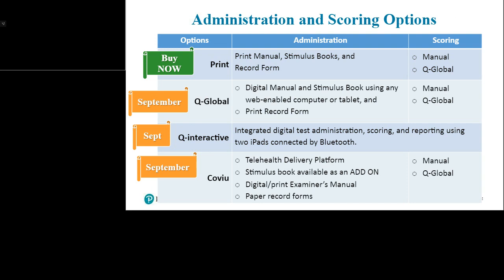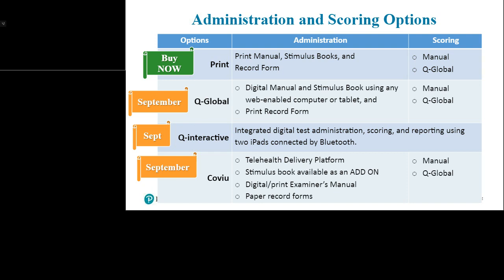So Yara, I've got a little slide for you to summarise exactly what our options are. What is available now is the print complete kit. You can pre-purchase that now, but remember, folks, we'll take your money, you'll pay for it now, but you'll only get it in September. The reason we've done that is because a lot of individual clinicians and the bigger organisations have asked if they could take advantage of this year's financial budget. So that's why that's available. Just briefly, it's the usual traditional print manual, stimulus books, and the paper record forms. Scoring is either manual or via Q-global.